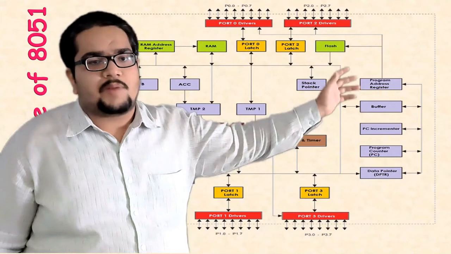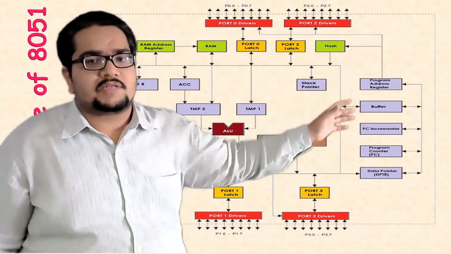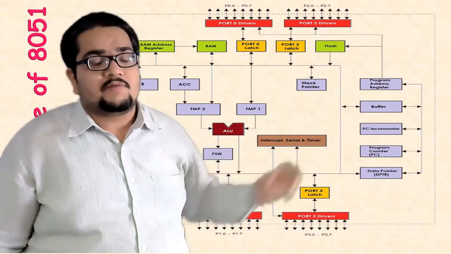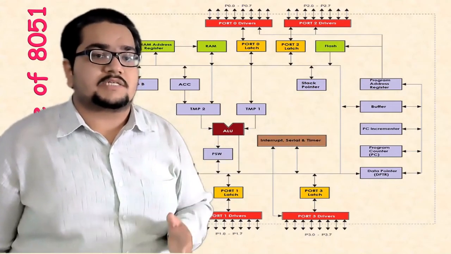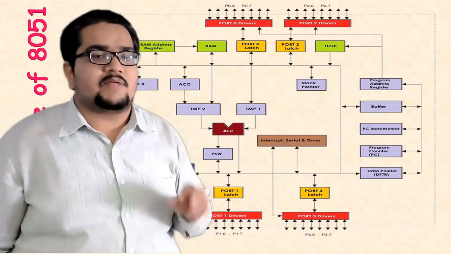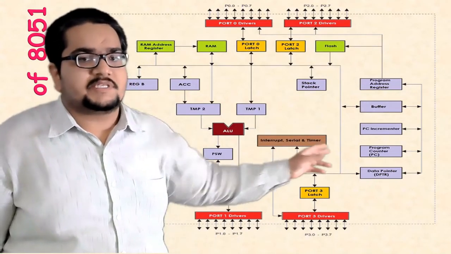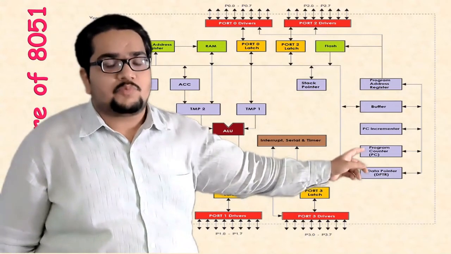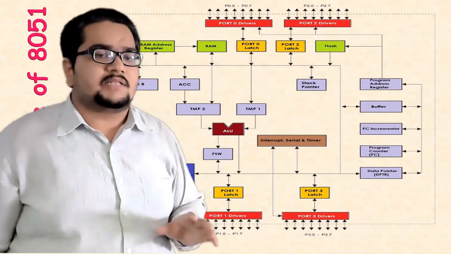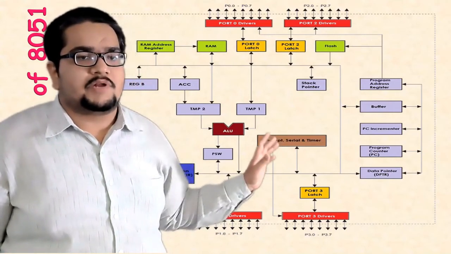Here we have the program address register, and obviously some buffer register. Here are the PC incrementer and the PC register, the program counter, which stores the address of the next instruction to be executed. There is an incrementer for incrementing the PC every time one instruction is executed. So this PC incrementer will increment the program counter register by one every time one instruction execution is completed in the execution unit of this 8051.